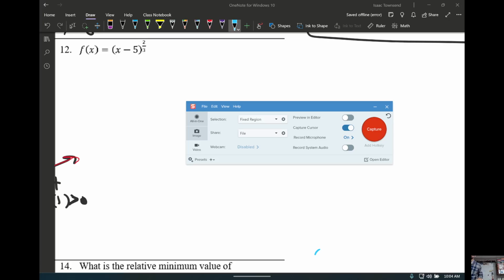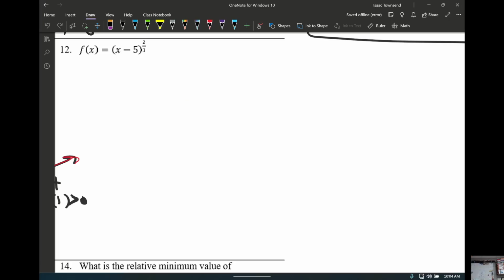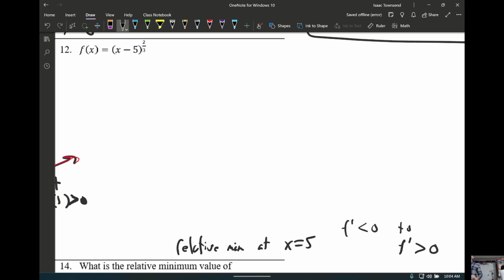Let's try to get a couple more under our belt here with our time left. So I know a lot of you guys have already done question 12. Make sure you got, there's a relative min at x equals 5. So if you got that for question 12, you're in good shape and you can keep going.